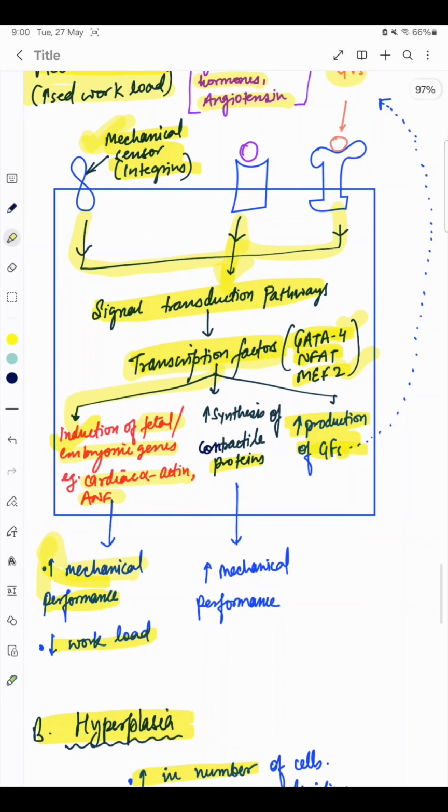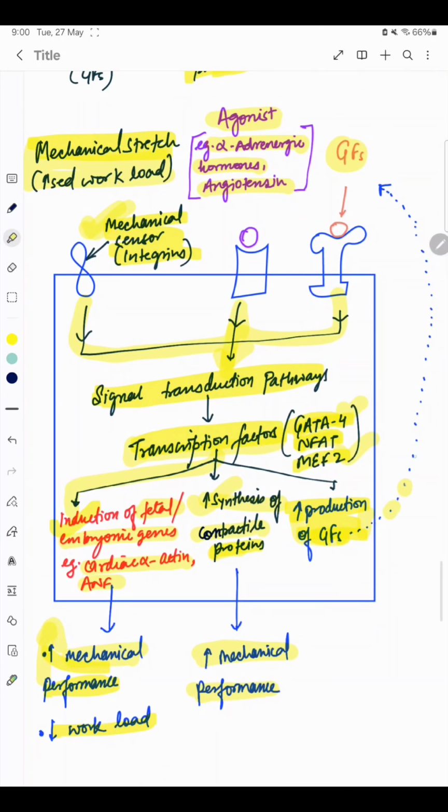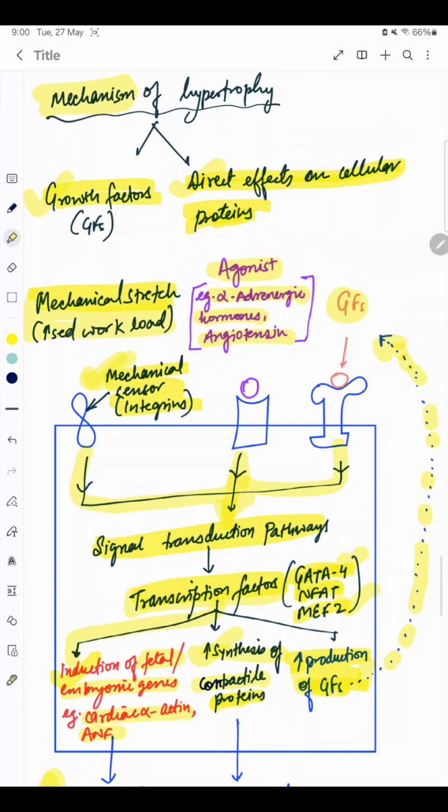The other mechanism is increased synthesis of contractile proteins, which also increases the mechanical performance. They also increase the production of growth factors, which ultimately provide positive feedback to this cycle. So this is the mechanism behind hypertrophy.